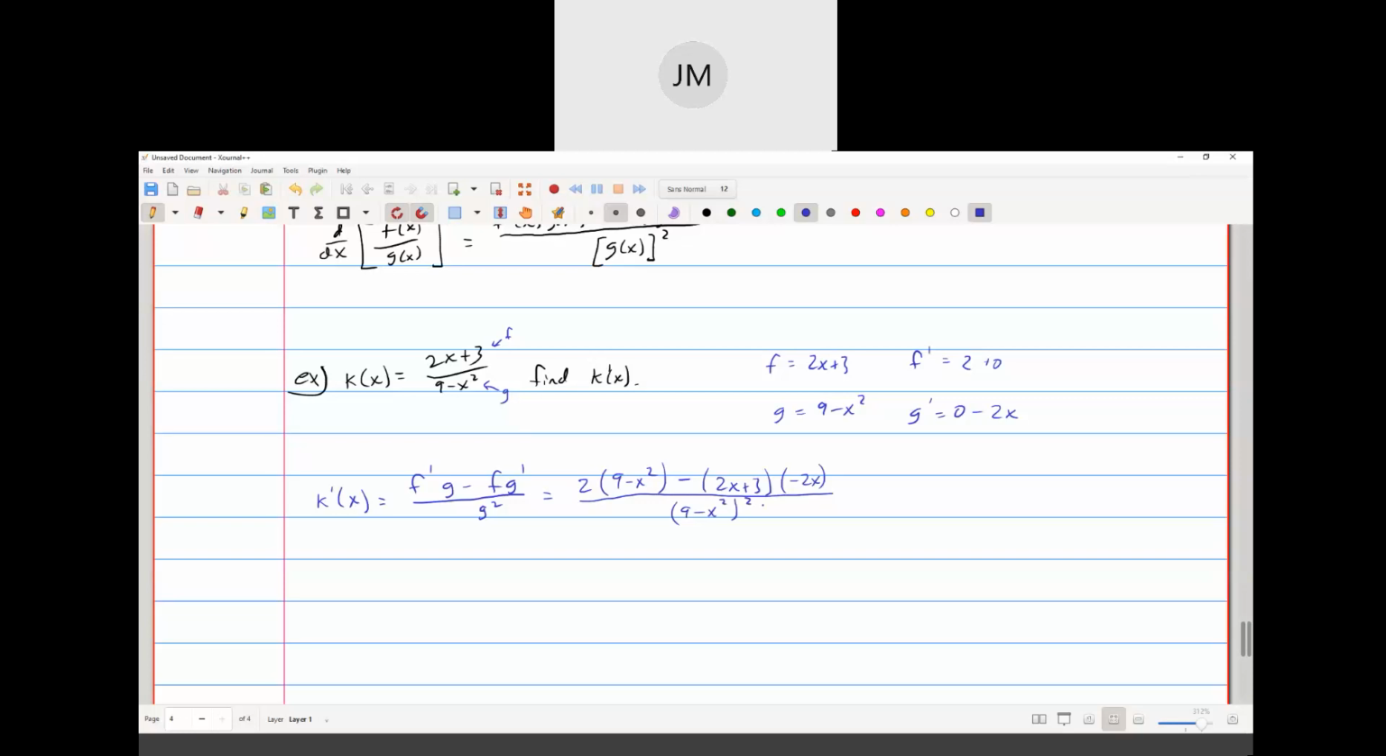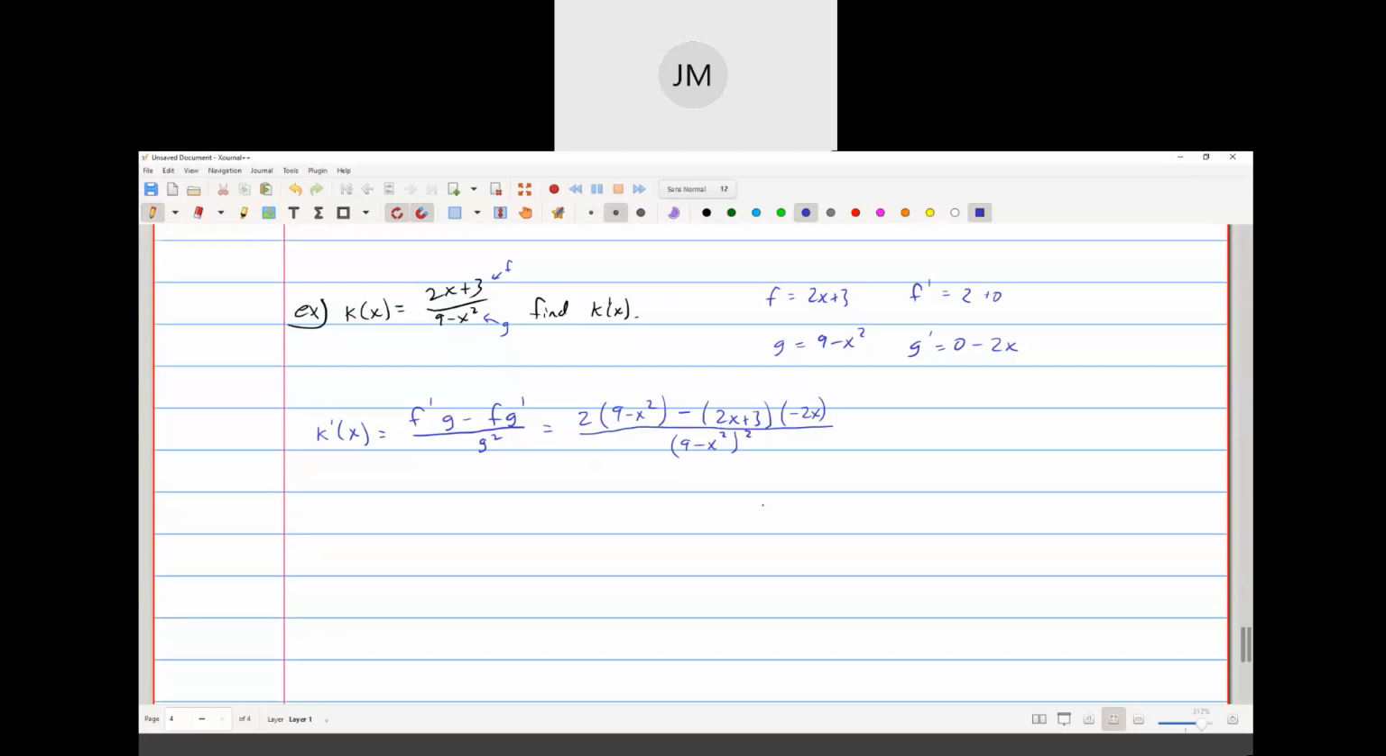Okay, and I think that this falls under the category of things that simplifying is pretty quick and easy. If I distribute a 2, I'm going to have 18 minus 2x squared. Okay, here minus a negative is plus, and when I distribute the 2x, I'm going to have plus 4x squared, and then plus 6x. The denominator is already neatly factored, so I leave that as it is. So one more step, we'll just combine some like terms. 4x squared minus 2x squared gives me 2x squared. And the other pieces don't combine with anything.